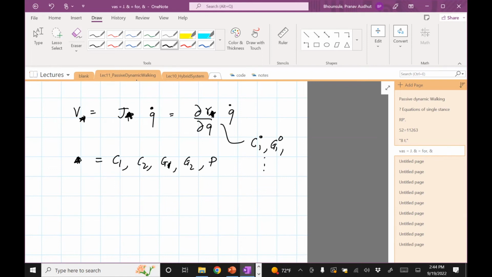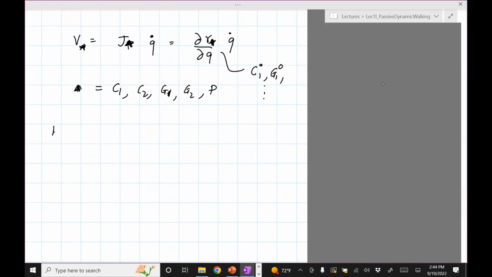Again, I won't do this by hand. It will all be done symbolically. Okay, that's step 1. It took the most time. Now it's pretty easy from here. Step B is the Euler-Lagrange equations.